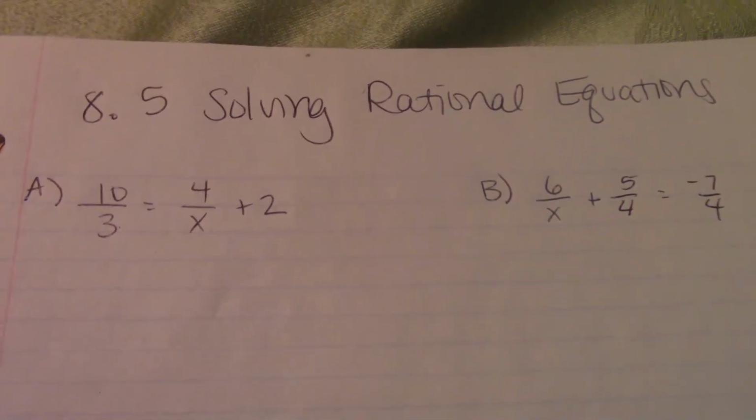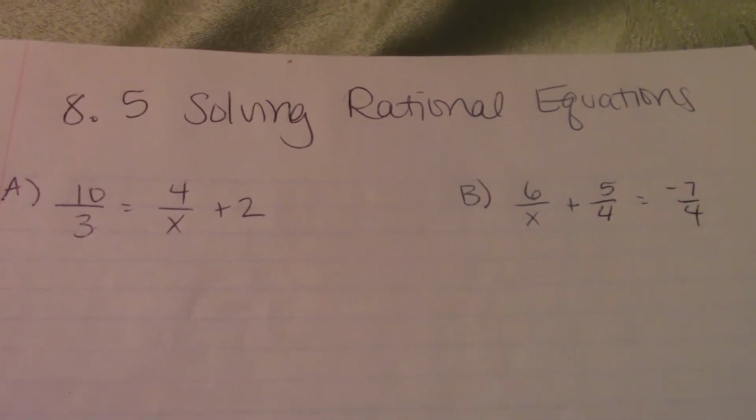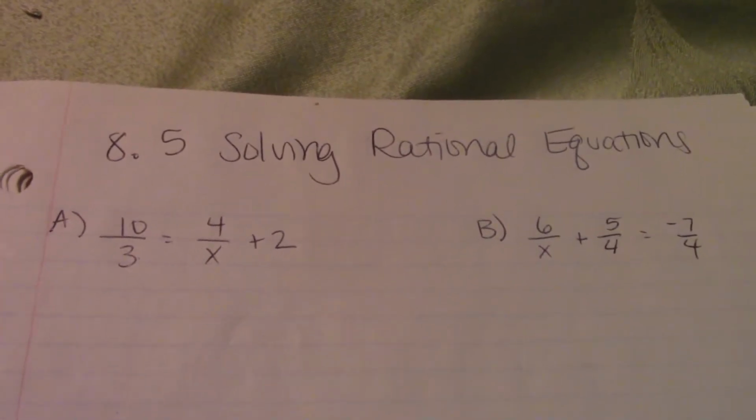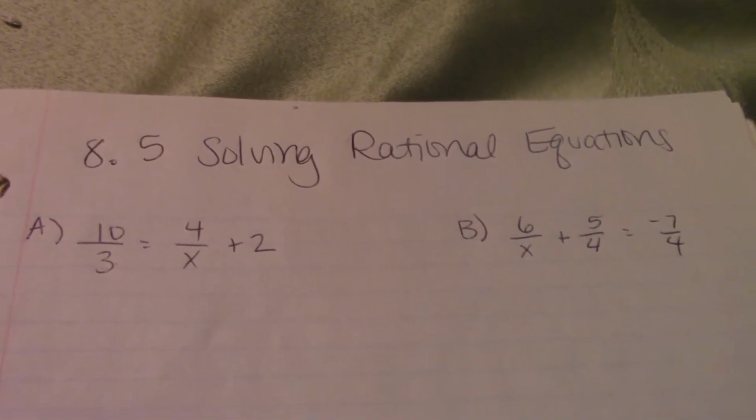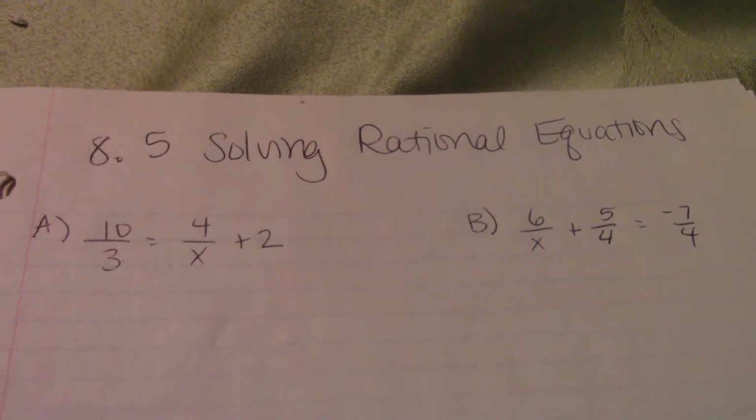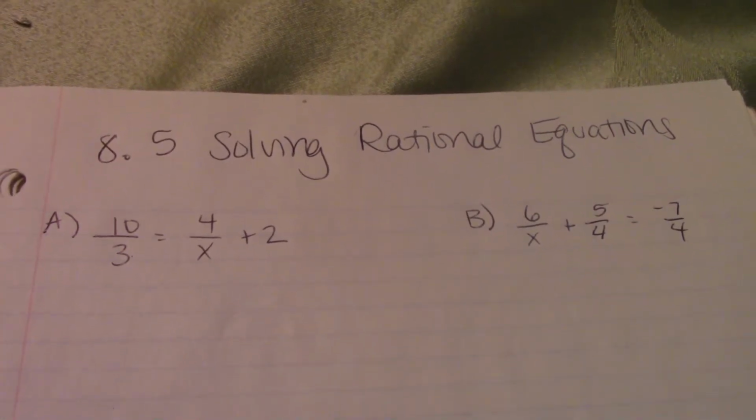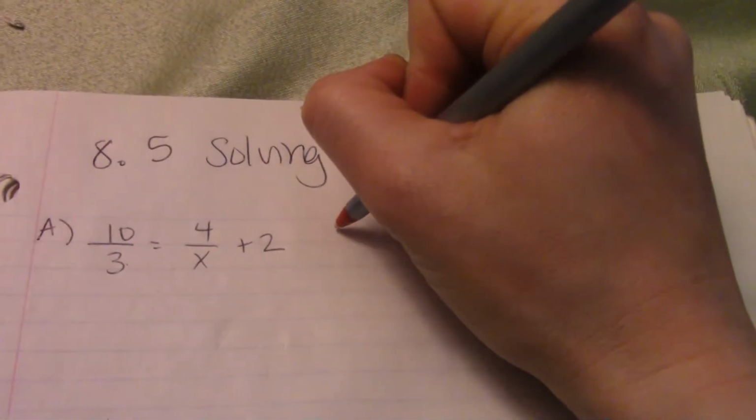8.5, solving rational equations. Here are the first two. A rational equation is just when we have fractions with an x in the bottom or a variable in the bottom. So what we need to do is find the LCD.